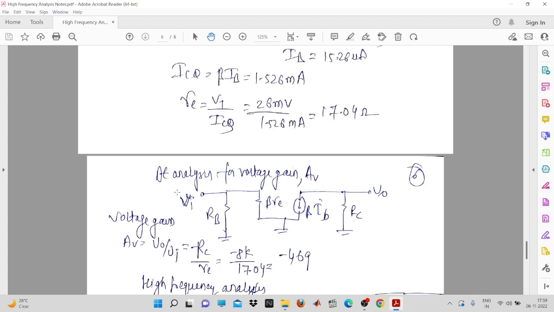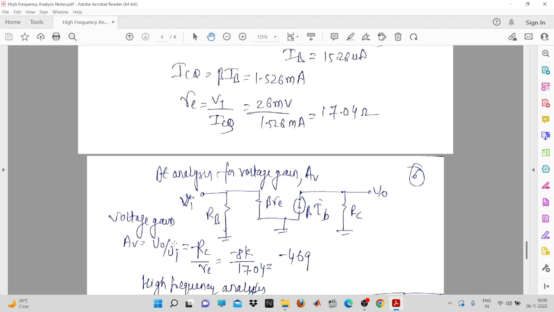Neglect capacitance means what? You will have to short the capacitances. That is the externally connected capacitance I am saying, not the stray capacitances. Fine. So in that case, this will be a simple circuit, that is beta into RE, beta IB, RB is there, RC is there. So how are you going to find the voltage gain? The voltage gain will be V0 upon VI.